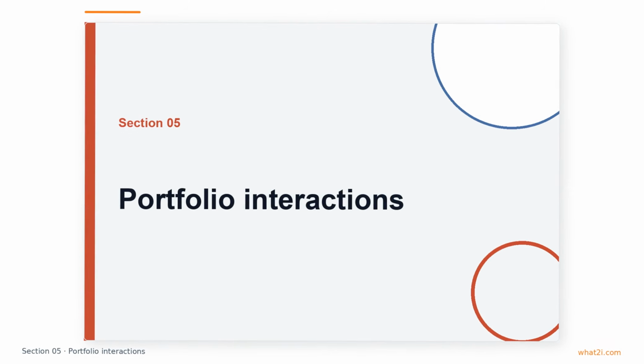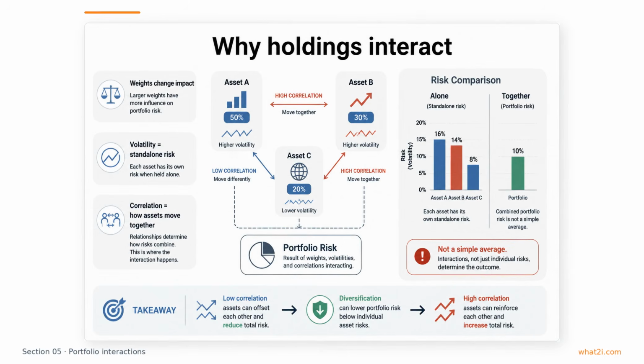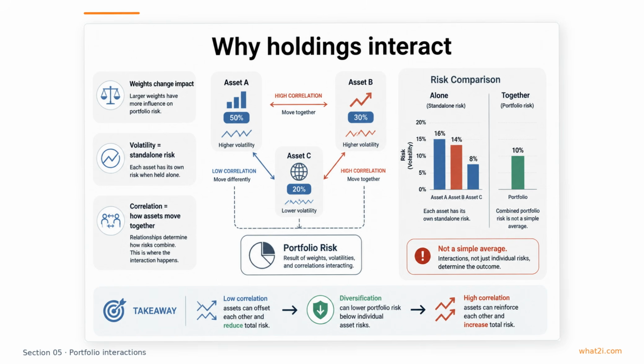Section 5. Portfolio Interactions. Portfolio risk comes from interaction, not just from the individual risk of each holding. If you own several assets, the result is not a simple average of their standalone volatilities. Each asset's weight matters because larger positions affect the portfolio more. Each asset's own volatility matters because some holdings are naturally more unstable than others. But correlation is what tells you whether those risks reinforce each other or partly cancel out. That is why two portfolios with the same holdings can behave very differently if the weights or relationships differ.